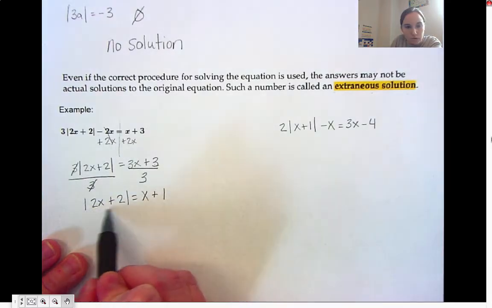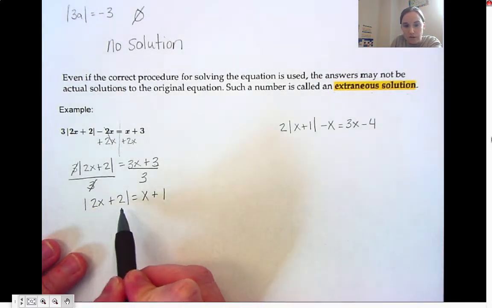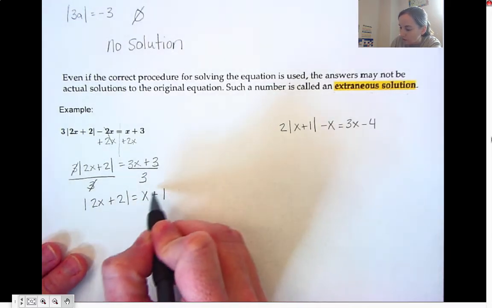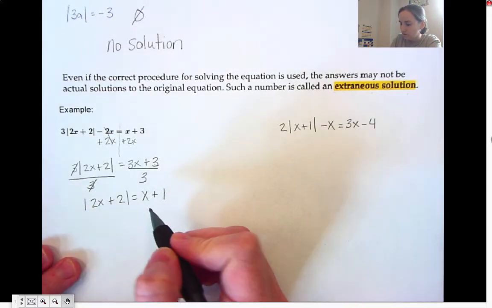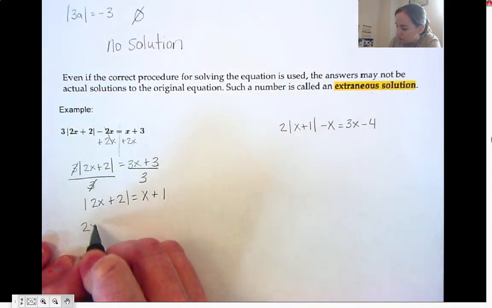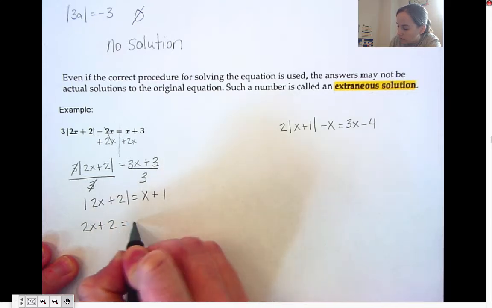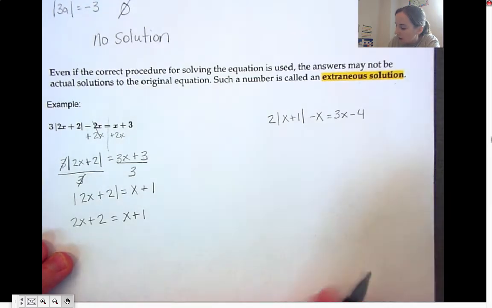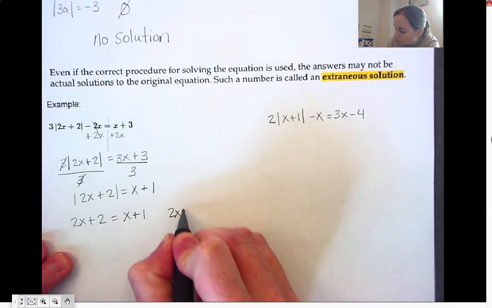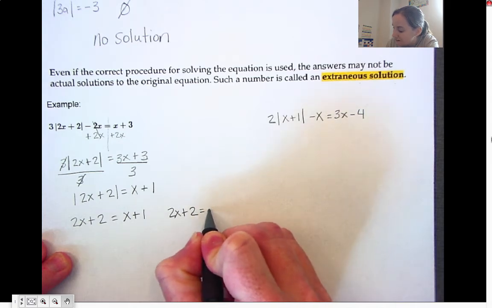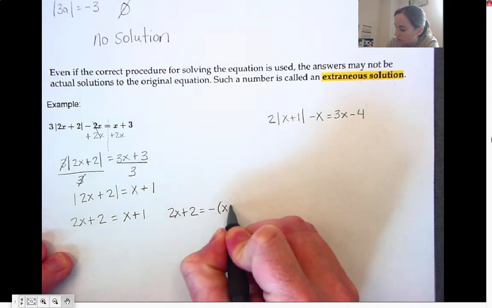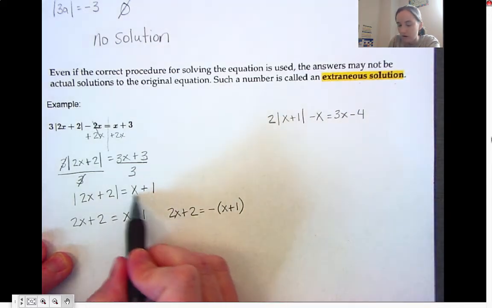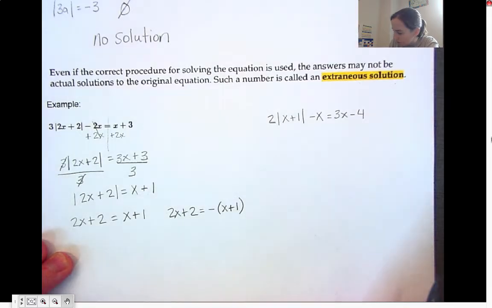Now that our absolute value is alone, or isolated, we can set this up to solve. Just like if we had a single term over here, we need both the negative and the positive version of it. So we'll say 2x plus 2 equals x plus 1. That's in its original form, just without the absolute value bars. And we need 2x plus 2 is equal to the negative version of x plus 1. Notice I'm putting parentheses around it because it's the negative of the entire side, not just the x.